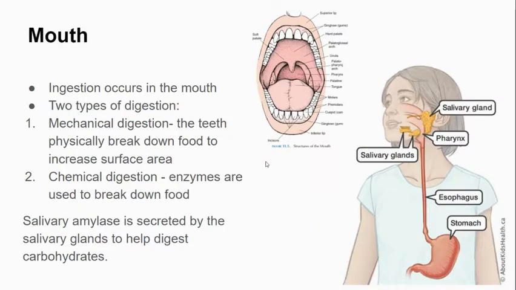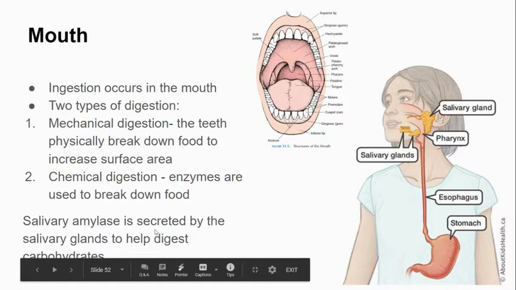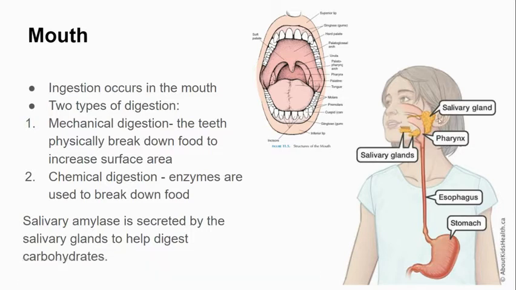The mouth, this is where ingestion occurs, where food comes in through the mouth. There's two types of digestion. There's mechanical digestion, that's where the teeth physically break down the food and increase surface area. And then the chemical digestion, which is the enzymes, or sometimes saliva, used to break down the food. The salivary amylase is secreted by the salivary glands, which help to digest carbohydrates.